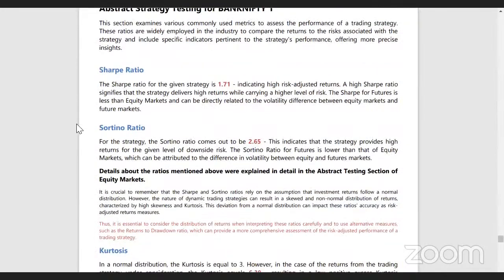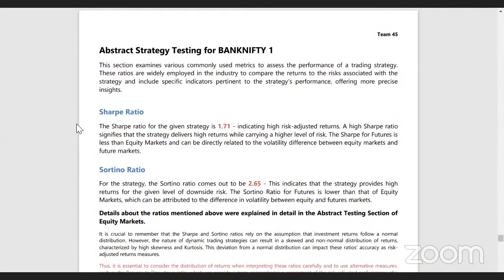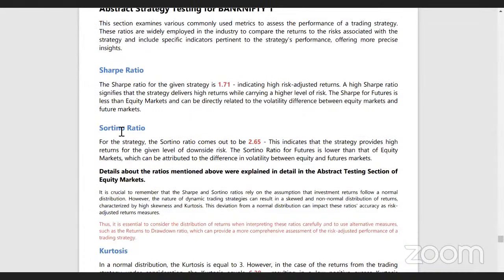The abstract testing for the Bank Nifty futures strategy works on the same metrics which we use for the equity performance. The Sharpe ratio for this strategy comes out to be 1.71 and the Sortino ratio comes out to be 2.65, both indicating fairly high levels of return for the given risk level. One thing which must be noted is that both of these ratios are less than their counterparts for the equity strategy, which can be attributed to the fact that the volatility of the Bank Nifty futures is less than that of the equity universe that we selected.